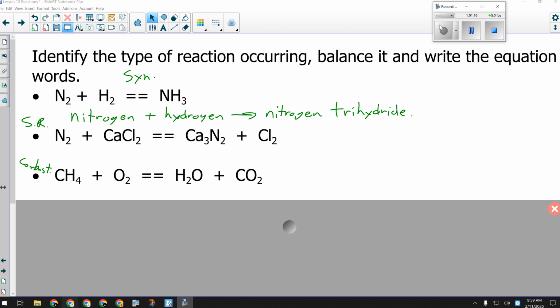So for this one here, we've got nitrogen reacts with calcium chloride. So you just go nitrogen plus calcium chloride equals calcium nitride plus chlorine. We don't change the name. This is how chlorine appears when it's by itself. And then for our last one, we'll talk about it tomorrow. Good work today, guys.